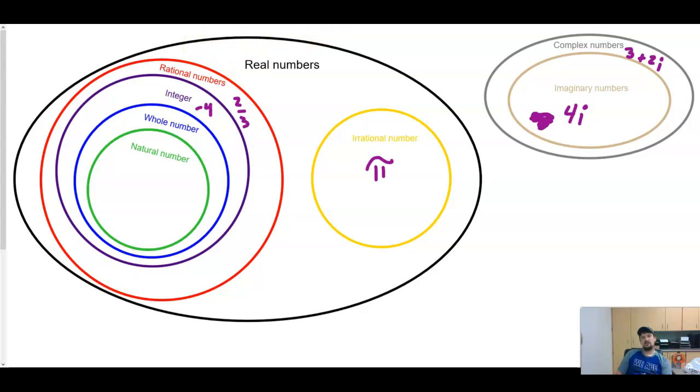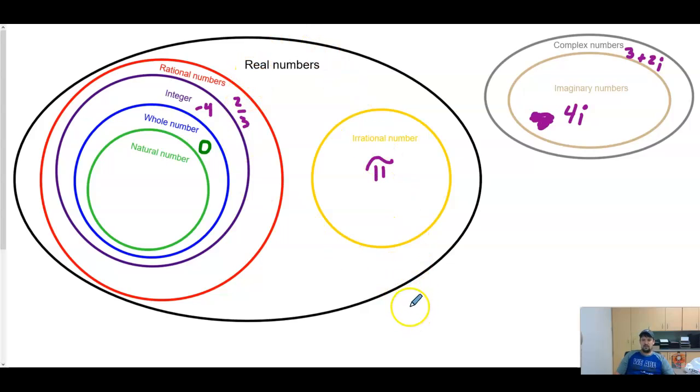Alright, well what about 0? Where would the number 0 go? Is 0 a real number? Yep, because there's no i. Is it rational? Can you write it as a fraction? Sure you can. 0 over any number you want. Is it an integer? Is it a counting number? Yes, it is. Is it a whole number? Yes, it is. Is it a natural number? It is not. By definition, it is not a natural number. So 0 would be placed right here as a whole number, an integer, a rational number, and a real number.